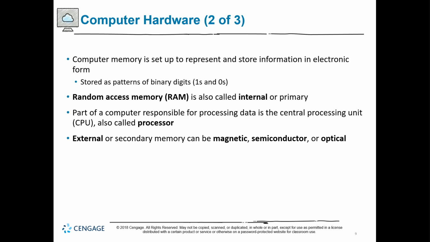Computer memory is set up to represent stored information in electronic form, binary. There are two types of memory: long-term storage, that's the hard drive, and temporary storage, that's more like workspace, called random access memory, or RAM. RAM is the primary internal memory. We have other parts of the computer like the processor. This is what is used to process and compute the algorithms and other forms of data. And again, external or secondary memory is that long-term storage, like a hard drive.